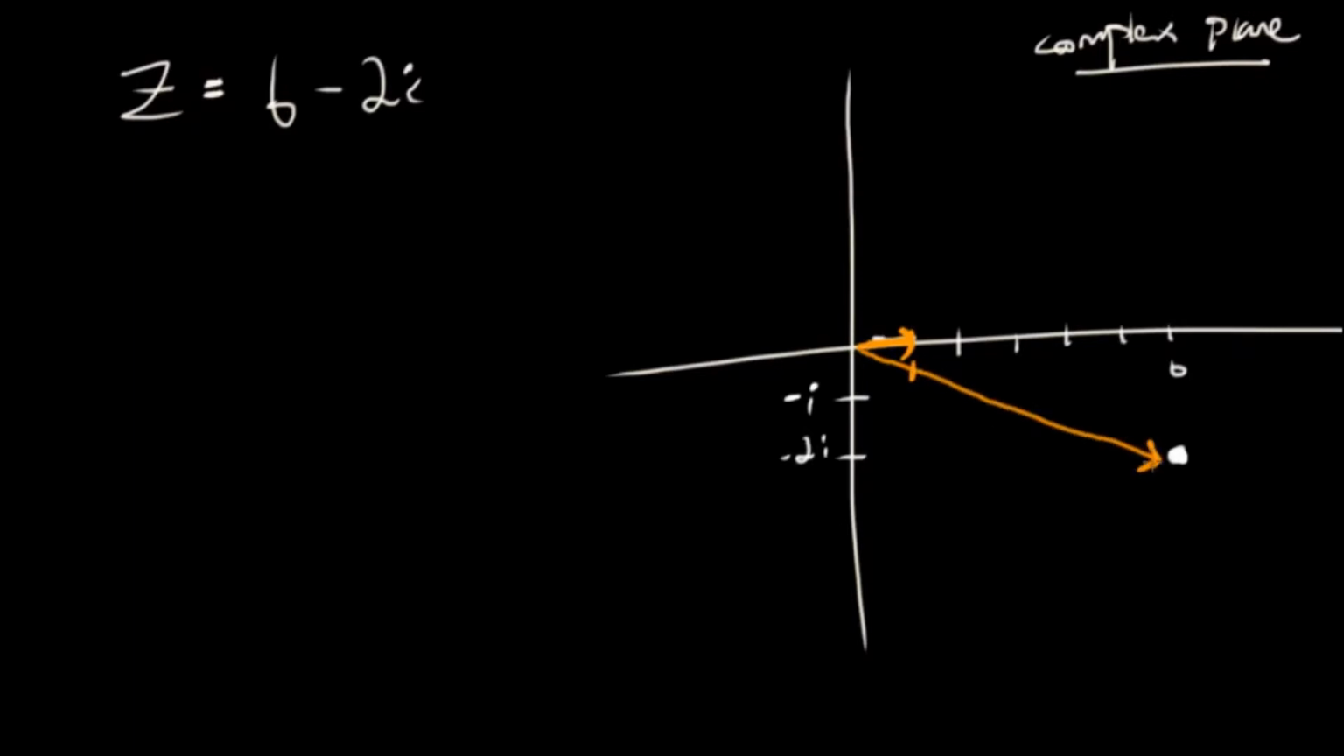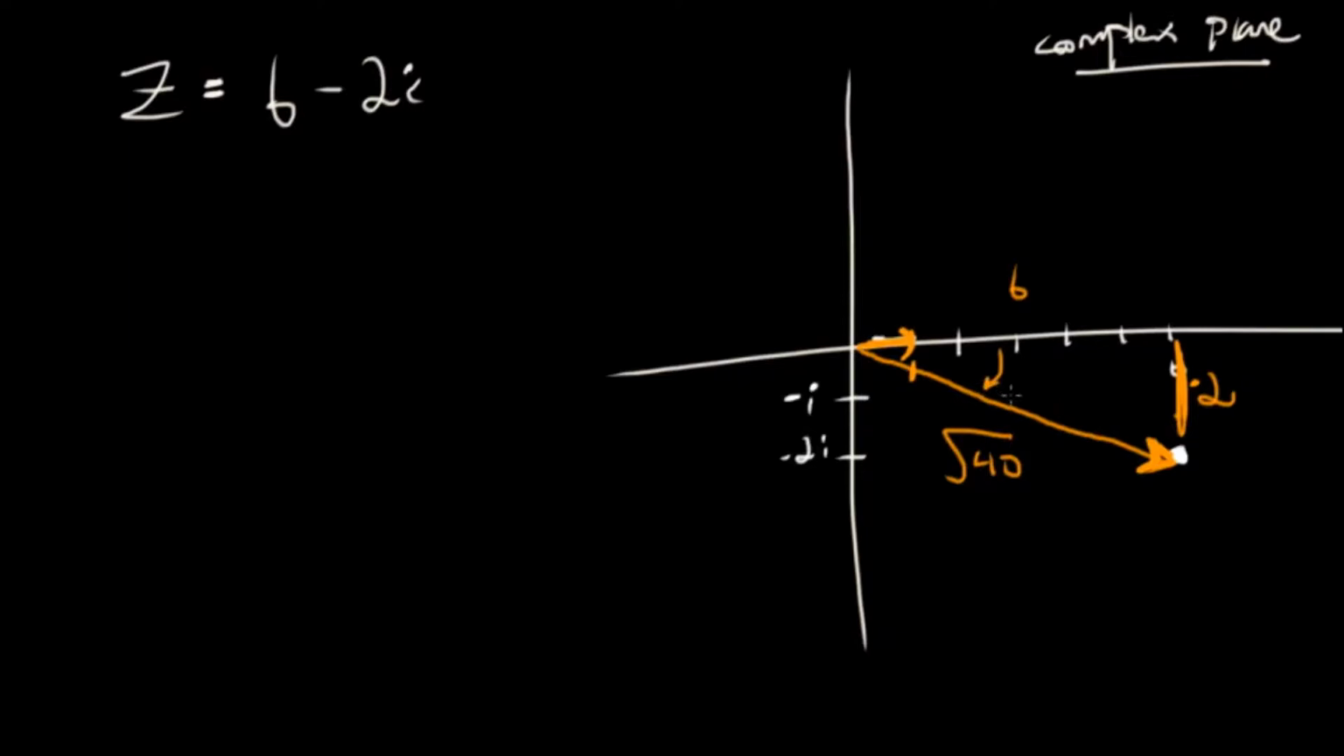How far did it dilate out? Well, we have the Pythagorean theorem. Let's figure that thing out. If this is 2 and this is 6, then this magnitude is 36 plus 4 square rooted. So the number 6 minus 2i, using the Pythagorean theorem, has the property that it dilates square root 40. And then it rotates.